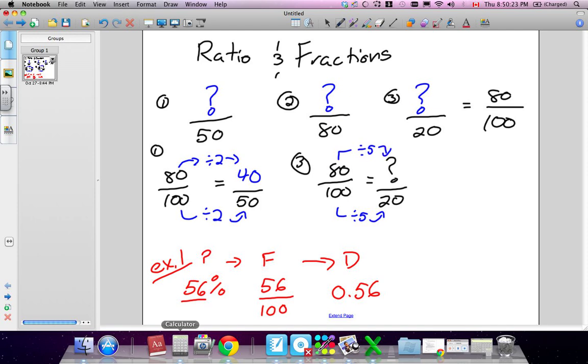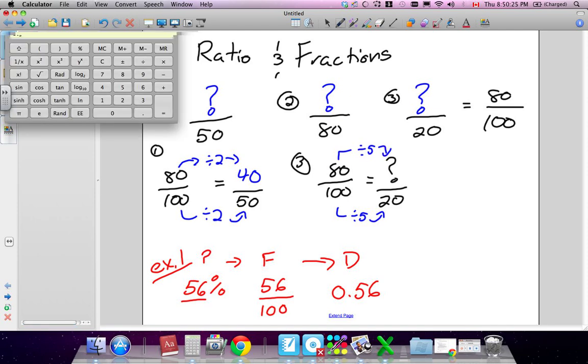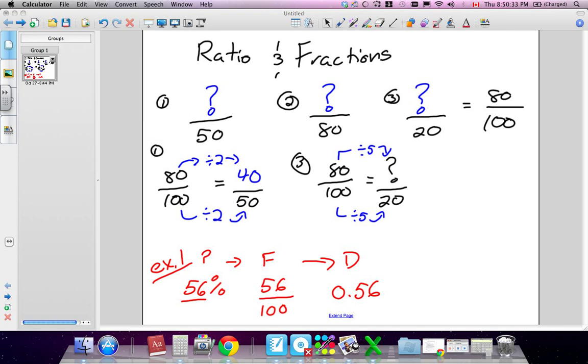80 divided by 5 is 16. That's good. So we know our answer is 16.